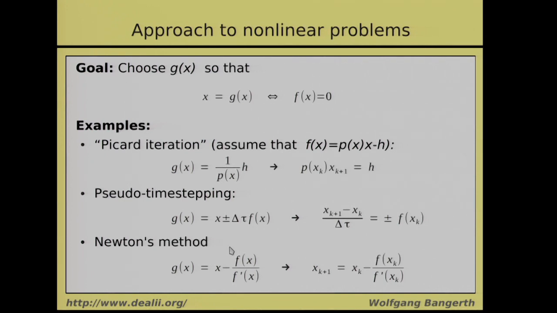The third possibility is Newton's method. So Newton's method, you've seen this for one-dimensional cases, would be g of x equals x minus f over f prime. Of course, if you are in multiple dimensions, then 1 over f prime is not defined, but this would be something like f prime to the minus 1 times f. So that's the natural generalization of this ratio here. And then if you apply the fixed point iteration to this particular g, what you get is xk plus 1 equals xk minus f over f prime of xk, or in the multidimensional case, xk plus 1 equals xk minus f prime to the minus 1 times f.